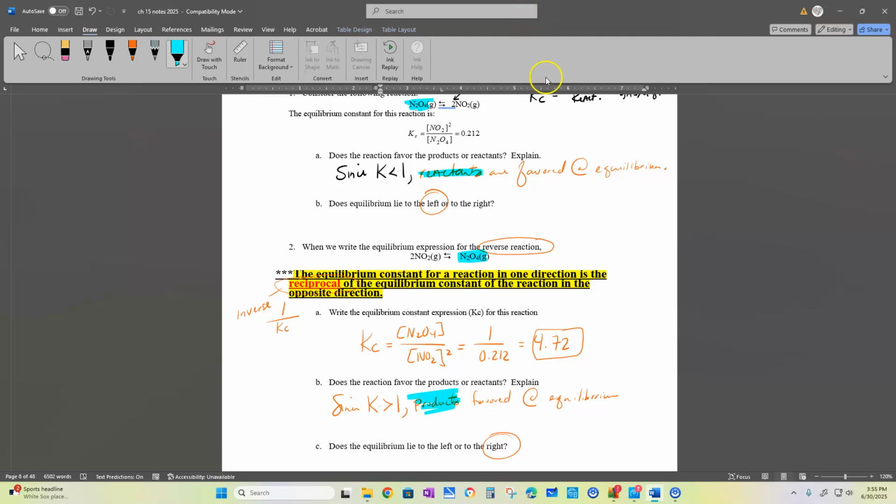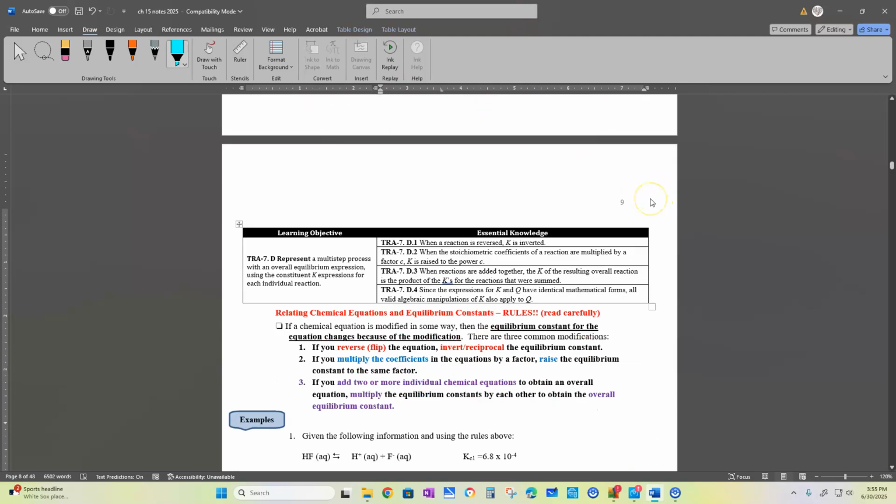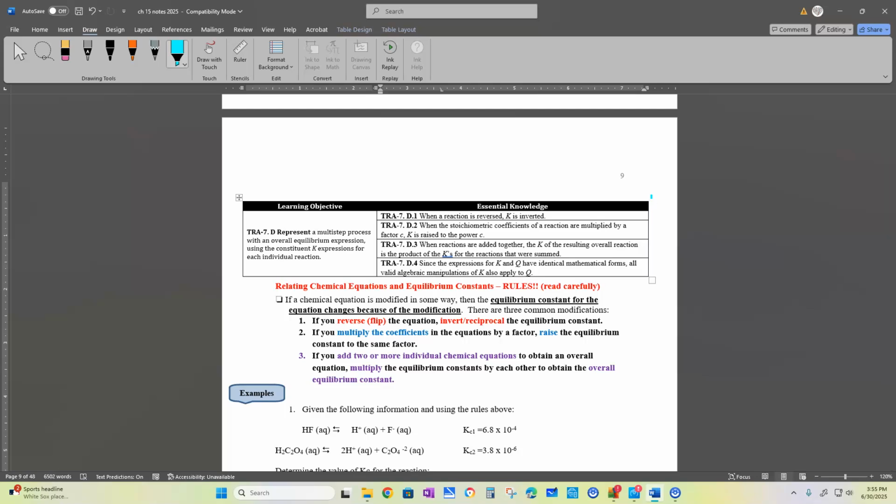We are now going to look at what happens when you take more than one elementary step, kind of like chapter 14, where we put 2 elementary steps together to make a mechanism. Here are the rules. Take a minute. This is Learning Objective 7.D. If you do something to the equation, what happens to the K's? Take a minute to read the learning objectives, make some notes, annotate. What does AP expect you to master?